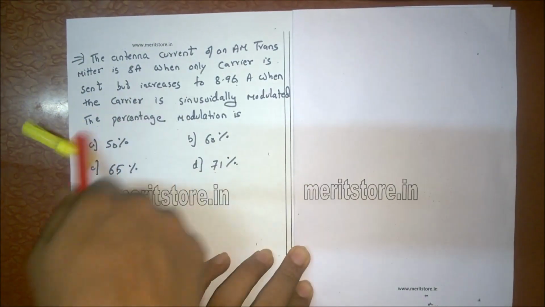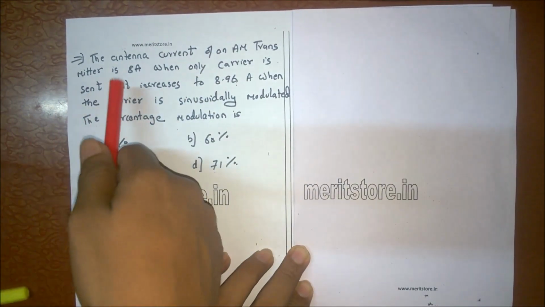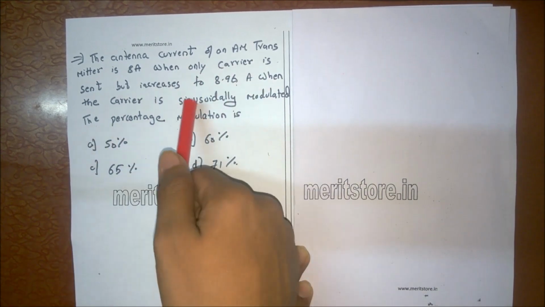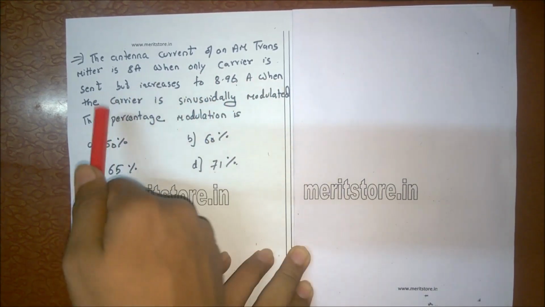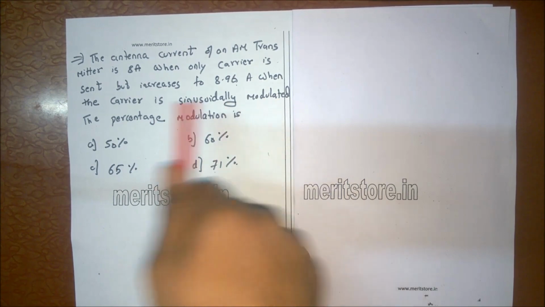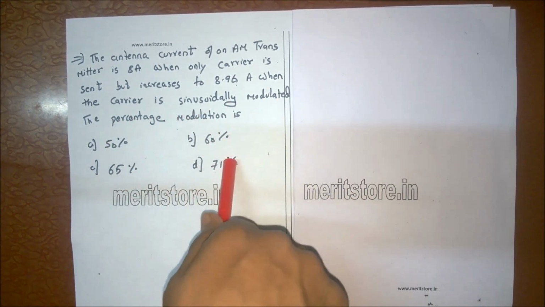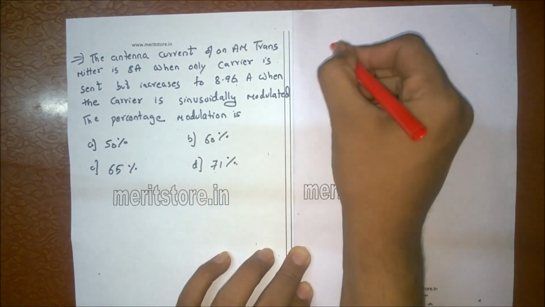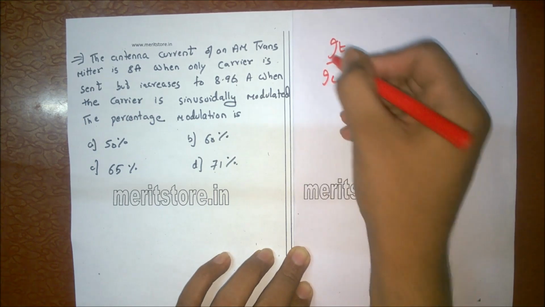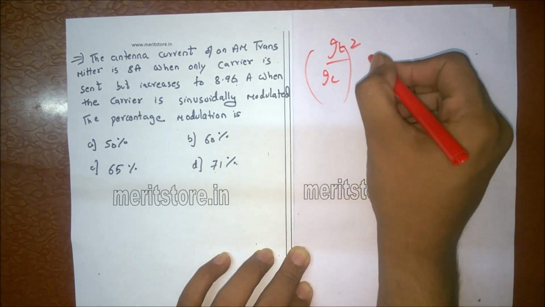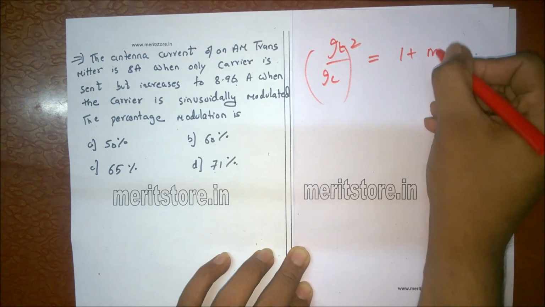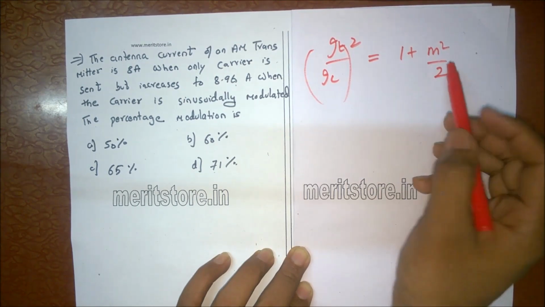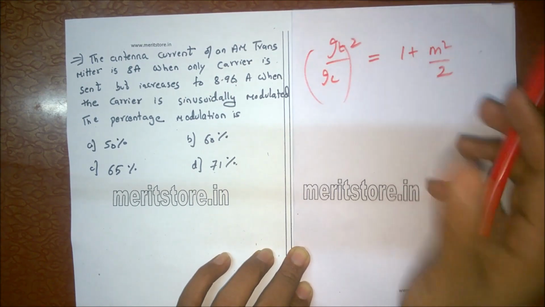The antenna current of an AM transmitter is 8 amperes when only carrier is sent, but increases to 8.96 amperes when the carrier is sinusoidally modulated. The percentage modulation is, here are the options. Now, we know that (IT upon IC) the whole square is equal to 1 plus m square upon 2, where m is the modulation index, percentage modulation.